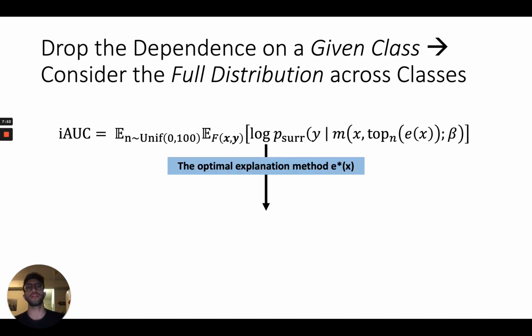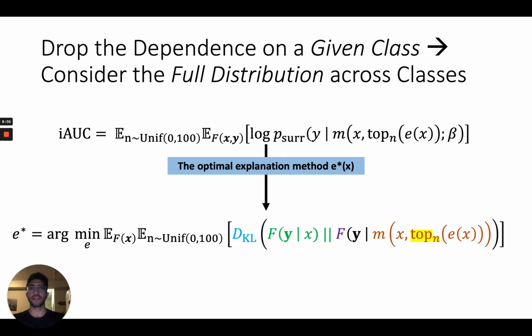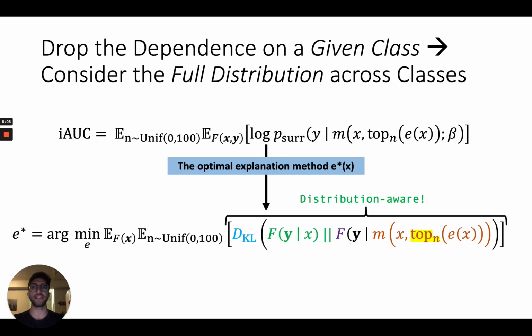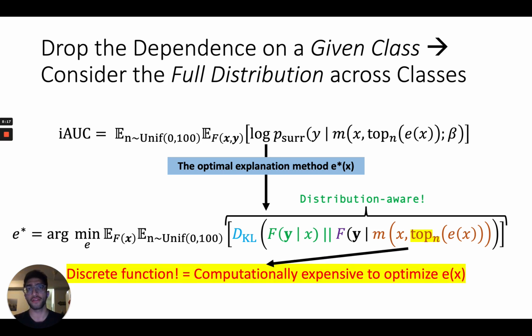Interestingly, if one looks at our evaluation metric IAUC, we can consider specifying a new class-independent method that maximizes IAUC. This method can be specified as follows. The first thing that is clear about this method is that it is distribution aware and measures the KL divergence between the distribution of the target given the full feature set and that given the top n features identified by the explanation method. The only problem with this method is that top n is a discrete function. Therefore, the objective requires discrete optimization techniques, such as score function gradients, which are known to be computationally expensive.